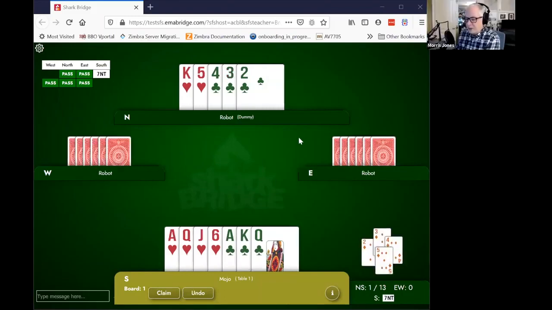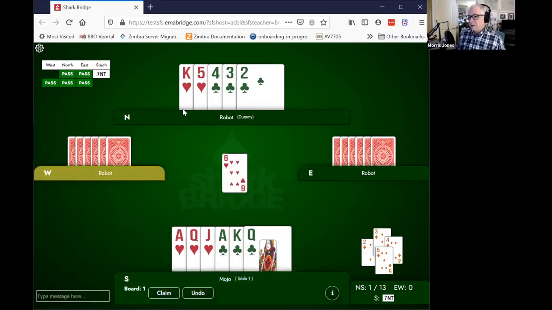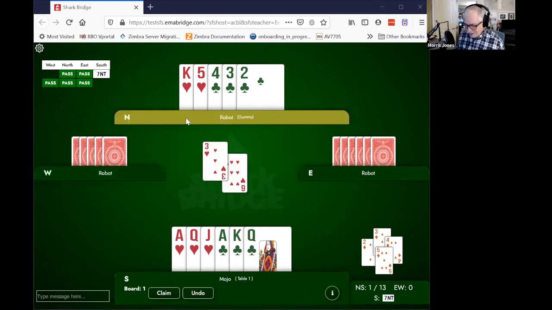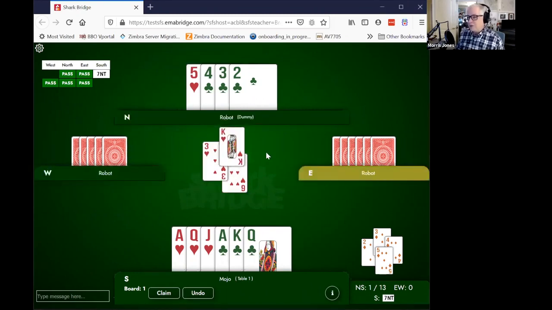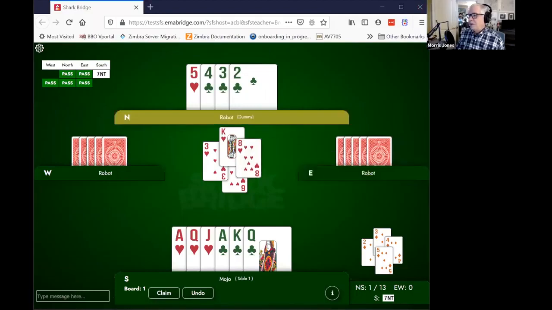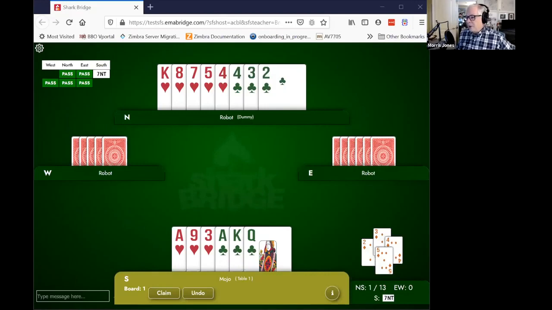So if we look at some examples of preserving entries, how do we play this hand? High card from the short side. We're going to win the first trick with the king. This is just a little review. How do we play this combination? We have a long suit, 5 cards in the dummy, and 3 on our side.